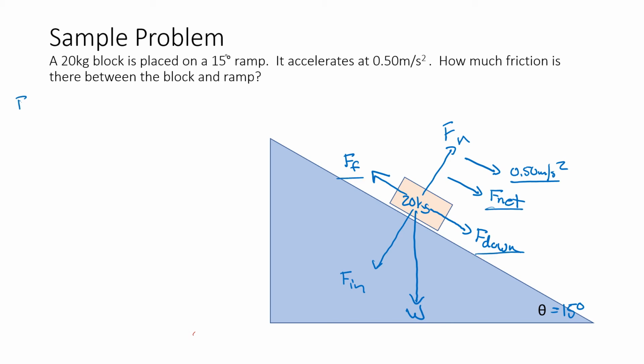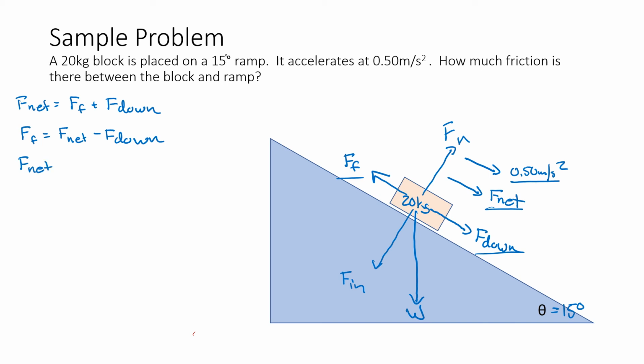And we know that F_net is just the sum of all the forces acting on the object. The normal force and the F_n cancel each other out. So the only forces left are the force of friction plus the force going down the ramp. If we solve this for F_f, we're going to find that it's F_net minus the force going down the ramp. So the two things we need to find are the net force and the force going down the ramp. Well, net force is pretty easy.